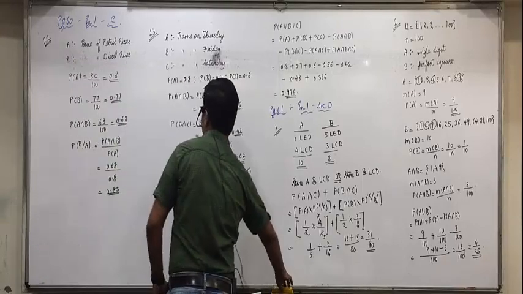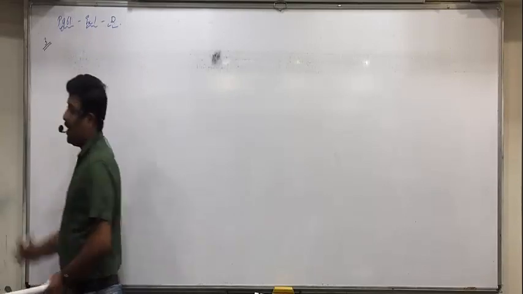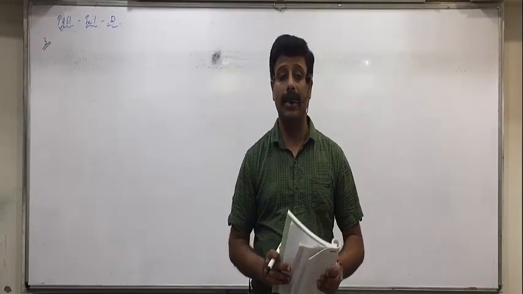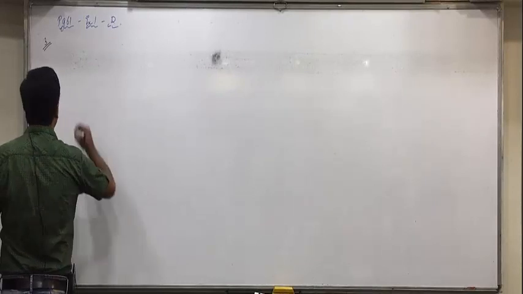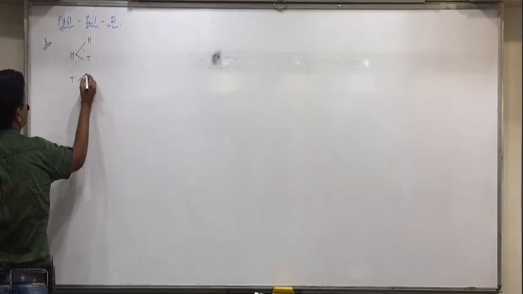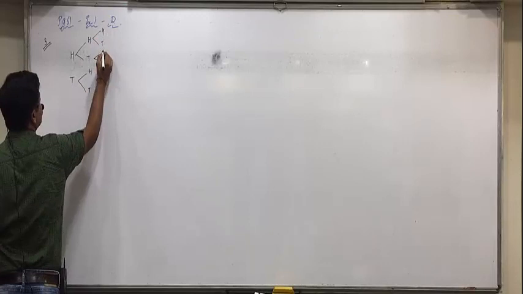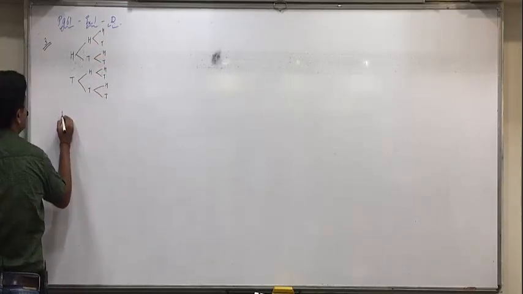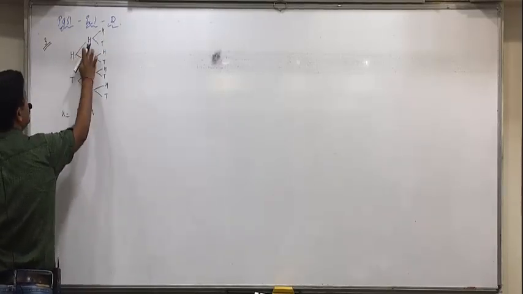Yes, sir. Now question 3. A balanced coin is tossed thrice. So we'll have to make the sample space. Recollect it: first coin, second coin, and third coin. So the sample space: H H H, H H T.